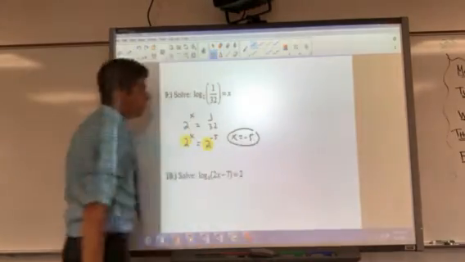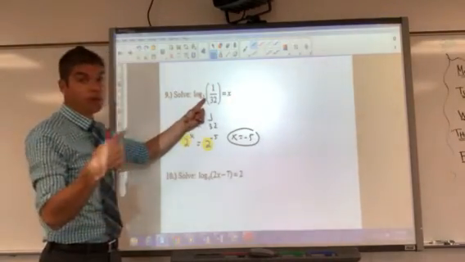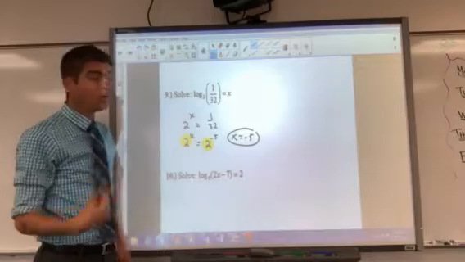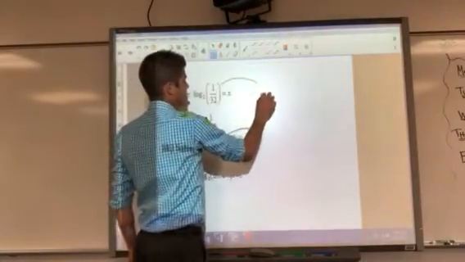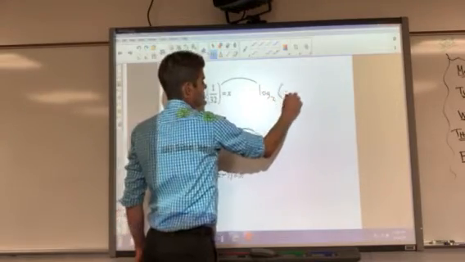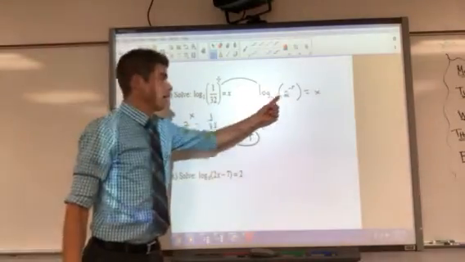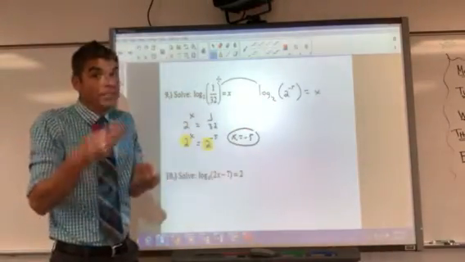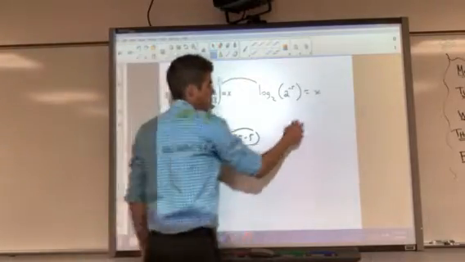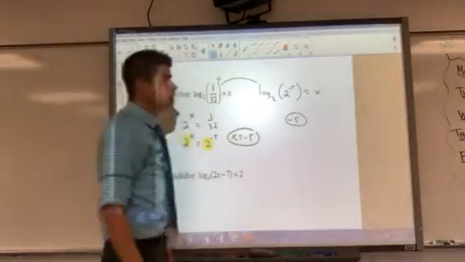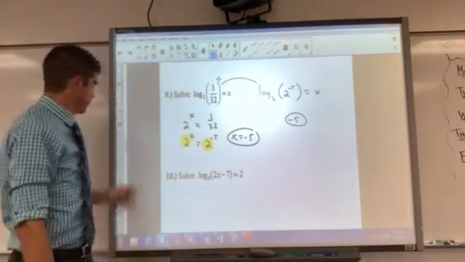Now, if you know that logs just count powers, so log base 2 is looking for powers of 2, and you realize that 1 over 32 could have been rewritten, I could say log base 2 of 2 to the negative 5th is equal to x. If what's inside is a power of what the base is, the whole point of a log is it counts how many of those exponents there are. There are negative 5 of them. So you could also get to negative 5 by just using log properties, or knowing what logs count.